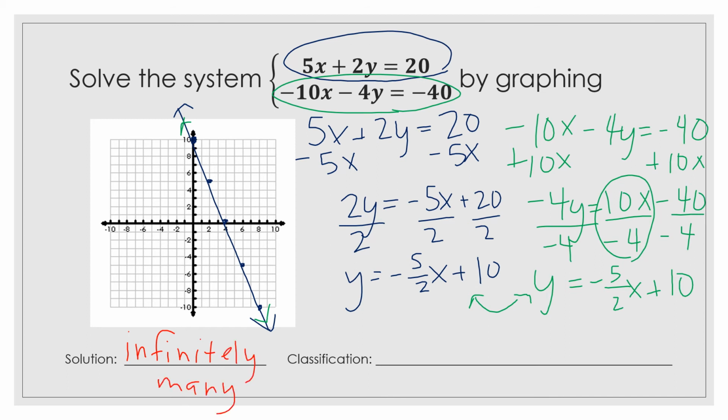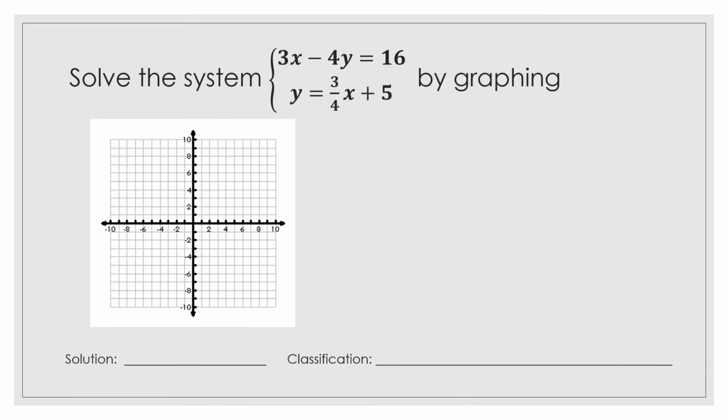And that means for the classification, this would be consistent because it does have solutions, but it would be dependent. All right, next example, we're going to solve again by graphing.